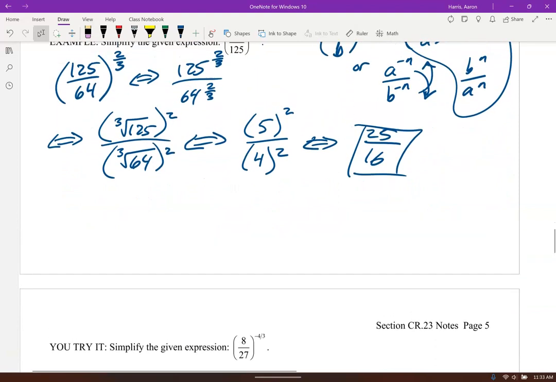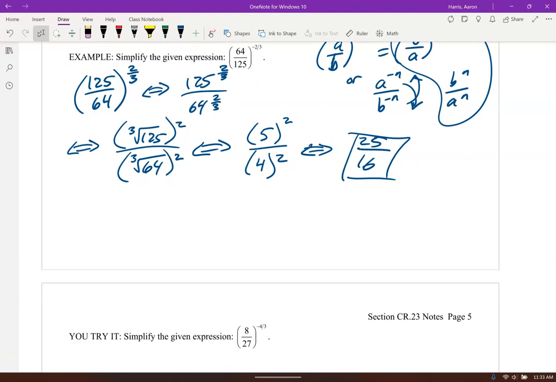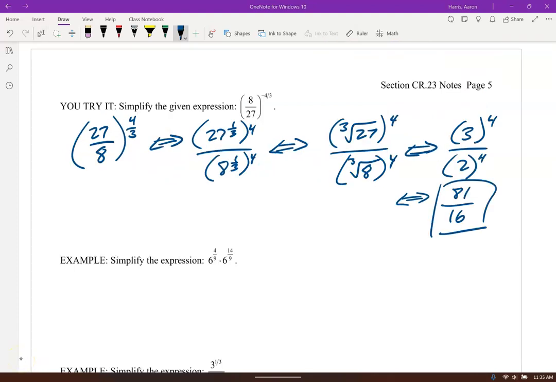All right, well, you guys try this one right here: 8 over 27 to the negative 4/3. Go ahead, check your work there, and let's move on to that next one.